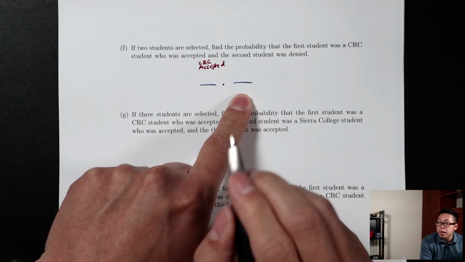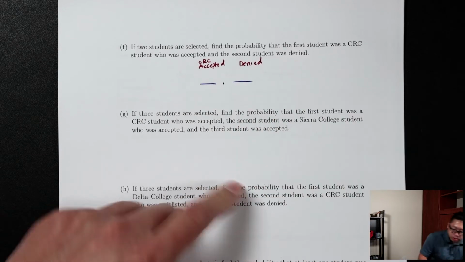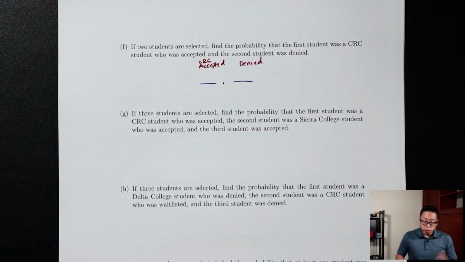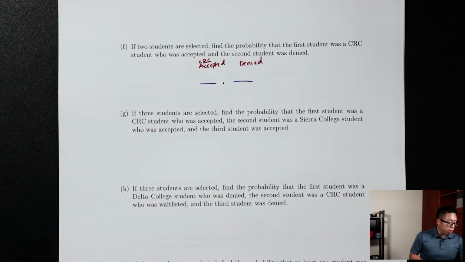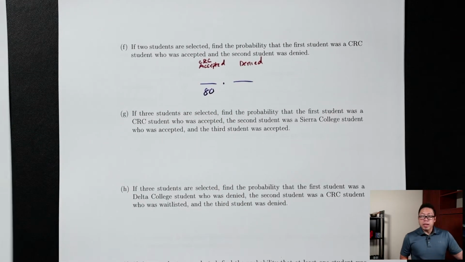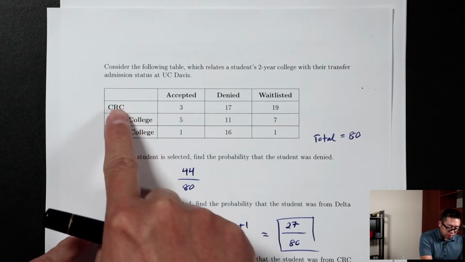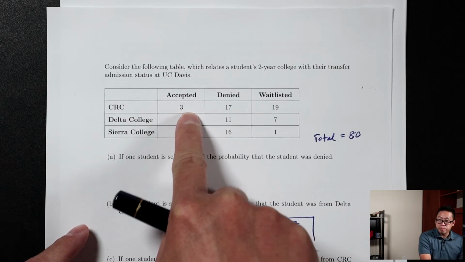Second student, denied. Okay, for the first fraction, the bottom should be everybody. So everybody was, what's the total? 80. And then how many students were CRC students who were accepted? CRC accepted, 3.